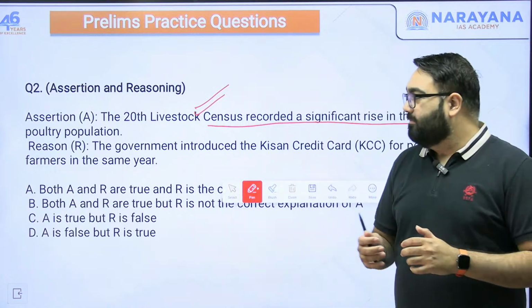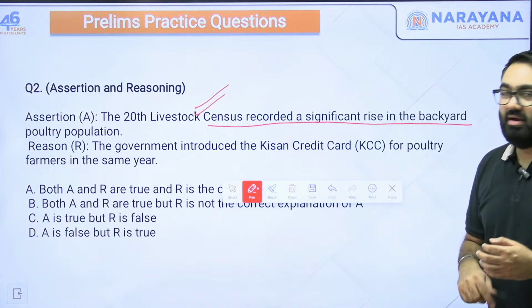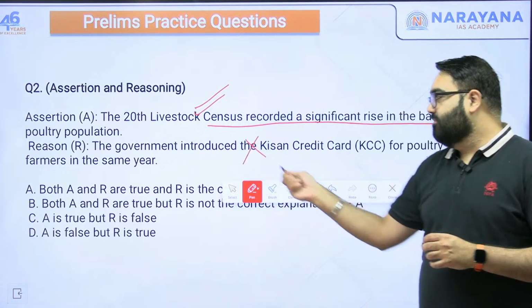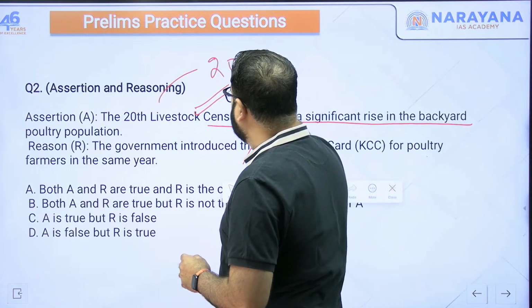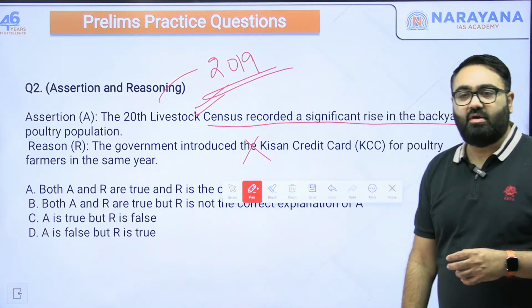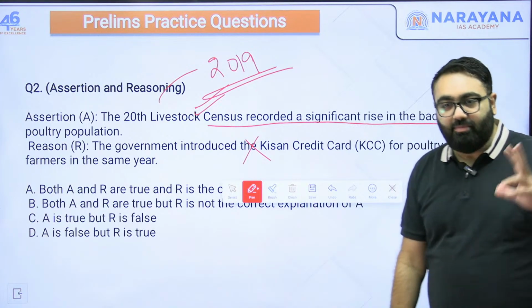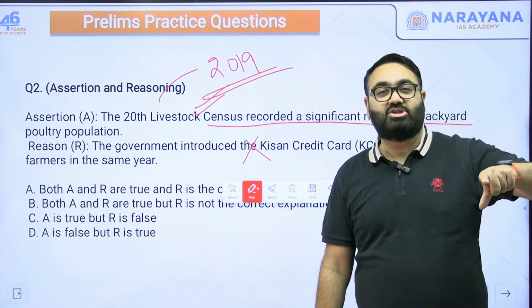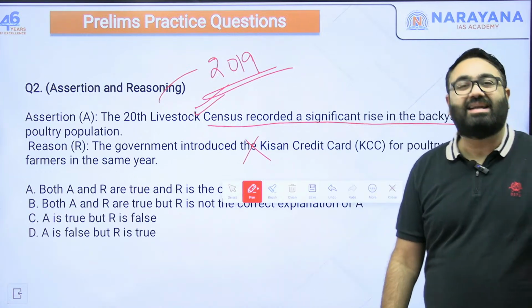Reason that they are giving: the government introduced Kisan credit card for poultry farmers in the same year. Not really. See, 20th livestock census was in 2019. So what they mean to say is that in 2019 itself, the government introduced Kisan credit card, so the farmers had more money so they could expand the production. That is wrong. The Kisan credit card were given to poultry farmers later on.